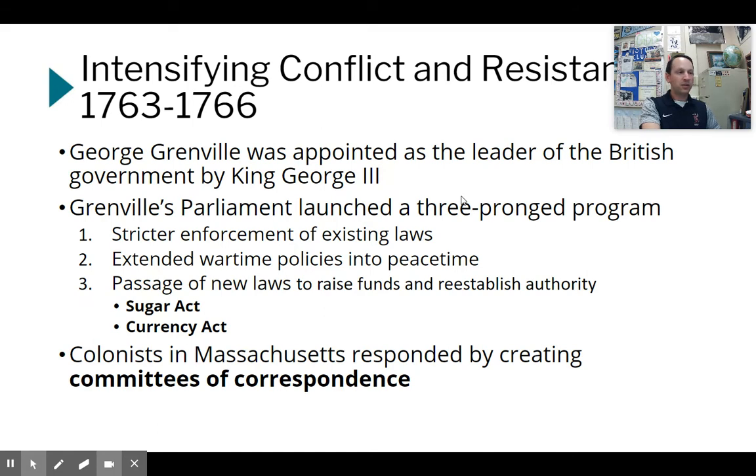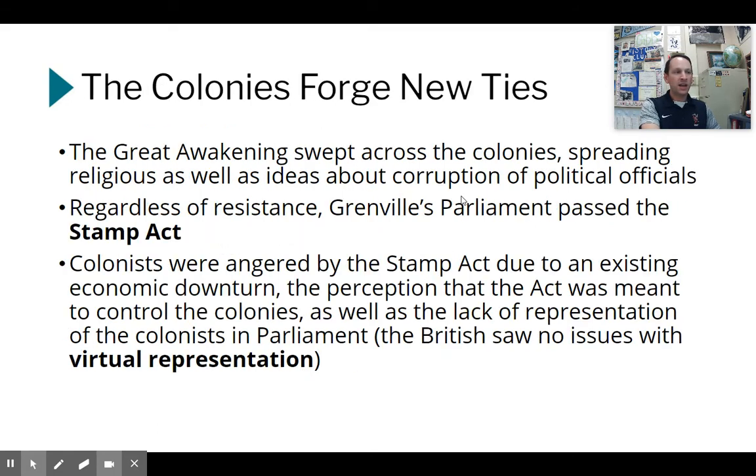They passed the Sugar Act. They passed the Currency Act. Eventually, they're going to pass the Stamp Act, which was the big one. That was a direct tax over the heads of the local legislatures in the colonies. So the Parliament in London is taxing the colonists directly without their consent.